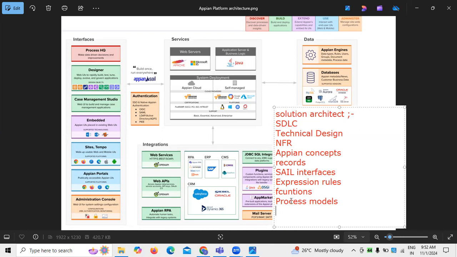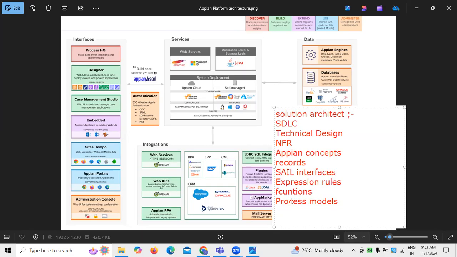So this sort of knowledge is always required when we want to become an Appian architect, especially when we are working in Appian architecture, the solution architect role. I want to say that, being an Appian architect, you must be good with this. This is all what today's session is about.